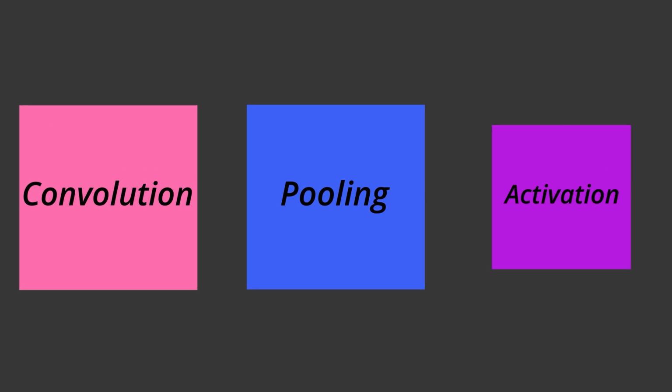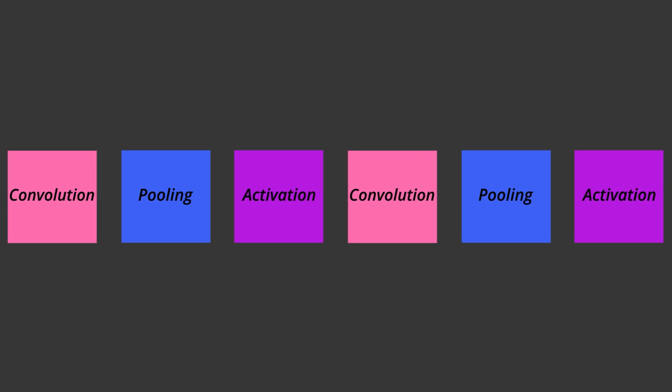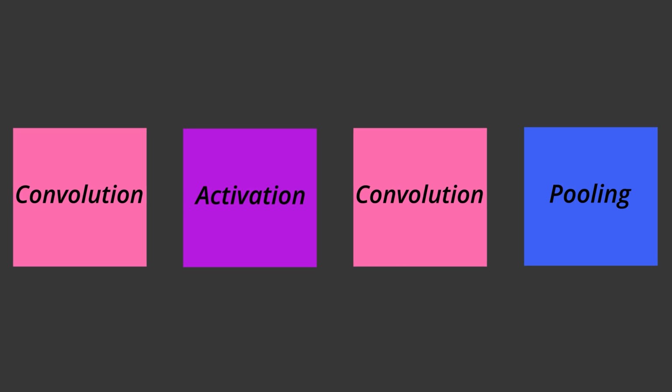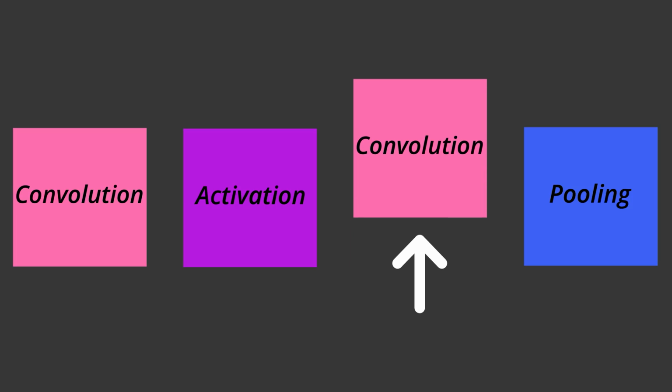These three parts, convolution, pooling, and activation, can be repeated to further add complexity to the model. Note that you don't necessarily have to implement these parts precisely in this order. As an example, it may prove beneficial to perform convolution, activation, convolution, and only then pooling. What happens when you add more convolutional layers is really cool.